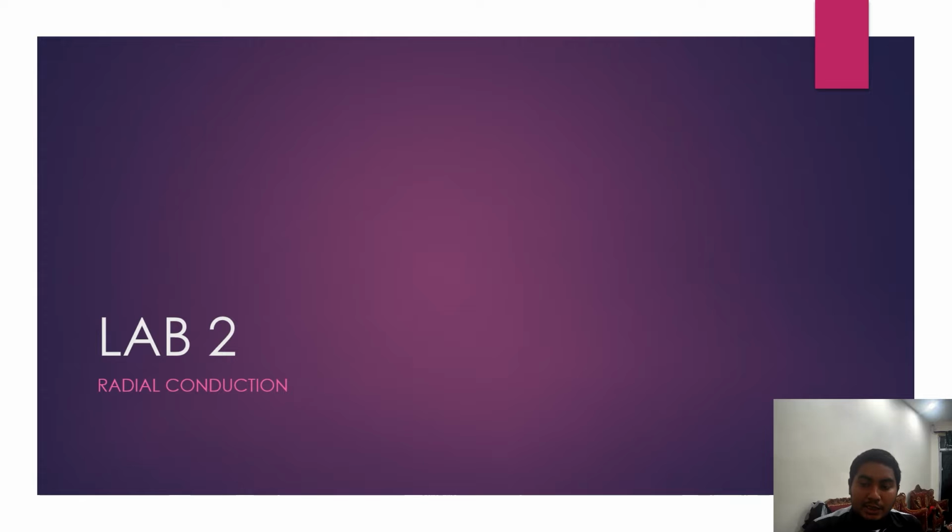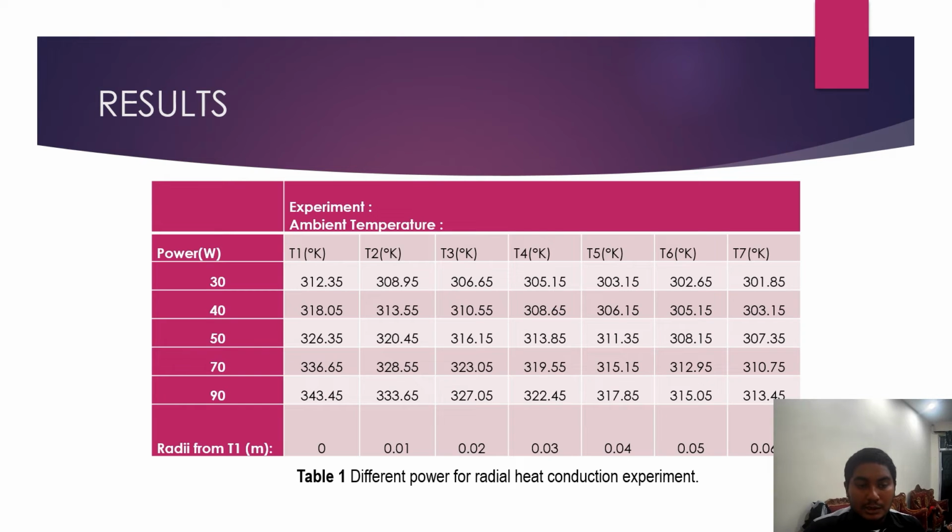I am AMIR bin MOHAMMAD, and now I will explain about the result in lab 2, that is radial conduction. So in this experiment, we have 5 different types of power, that is 30, 40, 50, 70 and 90. In this experiment, we had 7 thermocouples. There are ambient temperature, that is T1, T2, T3, T4, T5, T6 and T7.